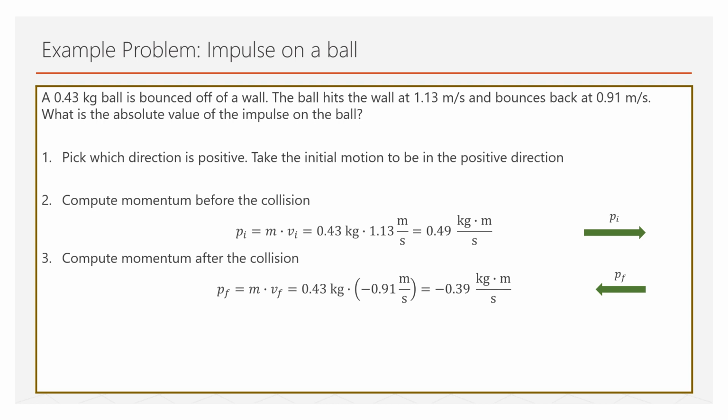This green arrow represents the momentum vector after the collision. You can see that it is shorter because the amount of momentum is less, and it is pointing in the opposite direction.